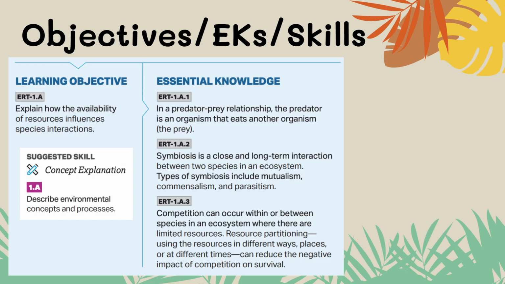Our objective for the day is to be able to explain how resource availability influences species interaction. We will talk about predator and prey relationships, and we will talk about symbiosis, which is when two organisms from different species live in very close association with each other. We will also talk about competition and resource partitioning or resource sharing. Our science skill that we are looking at today is to describe environmental concepts and processes.